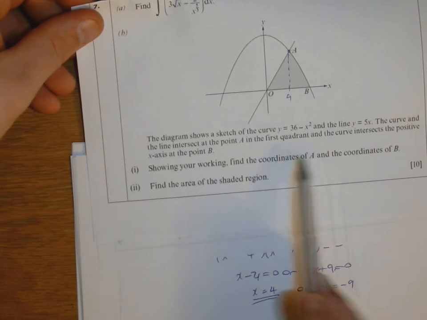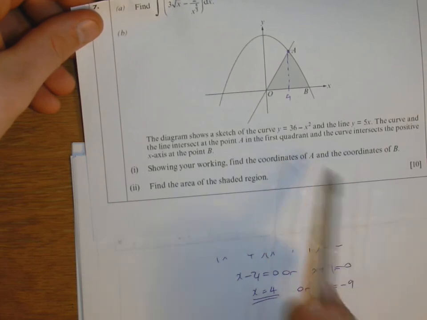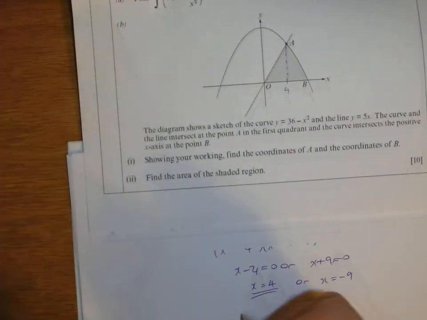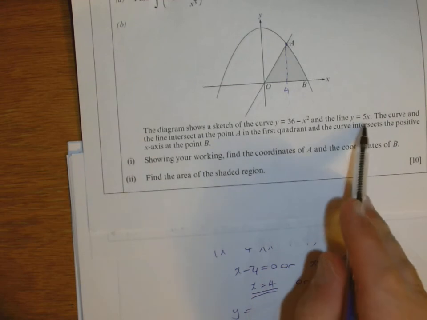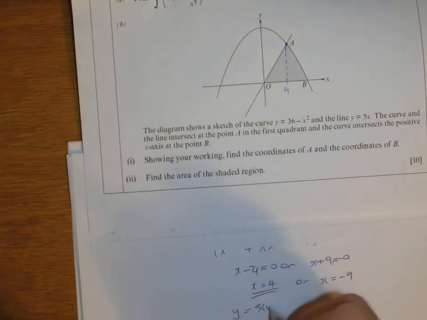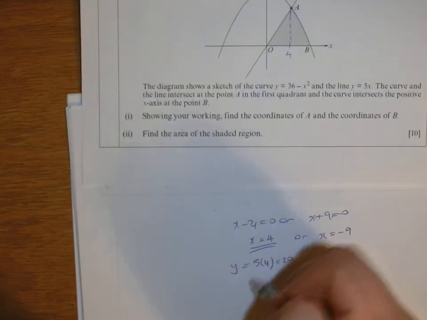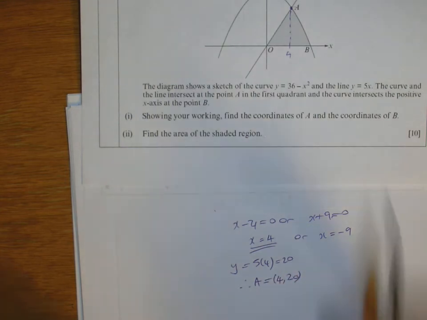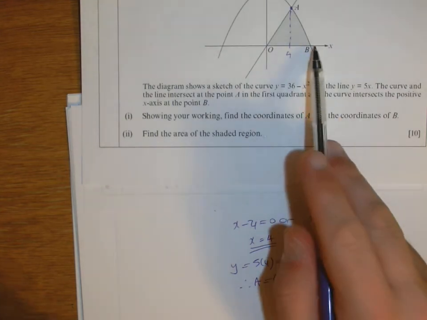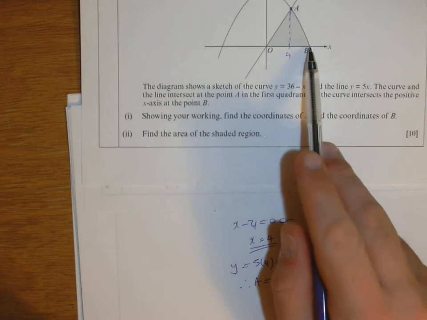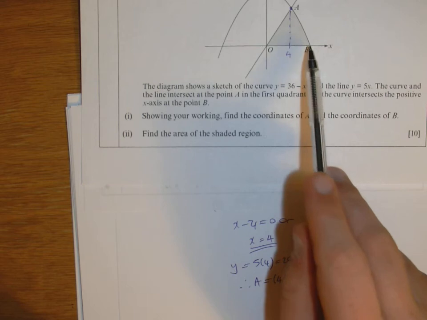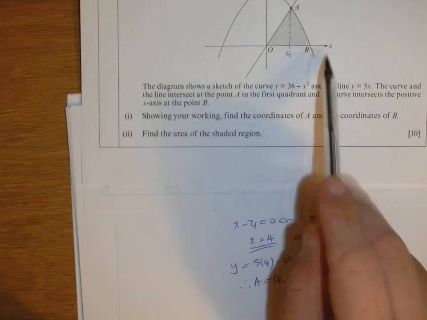And again, read the question. It says the coordinates of A and B. So we've got the x coordinate of A, but we need the y coordinate as well. So y will equal, if we just use 5x, 5 times 4, which equals 20. So therefore A will equal (4, 20). Okay, now for B, we're just focusing on the curve here. If you think about it, it's got nothing to do with the line. The line is on its own there. It's where the curve intersects with the x-axis.